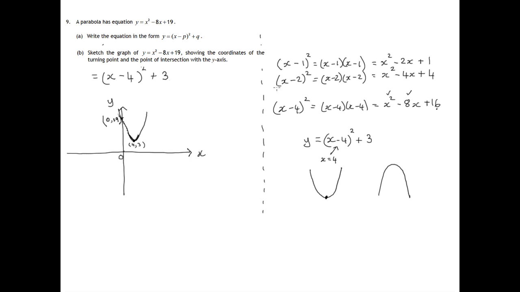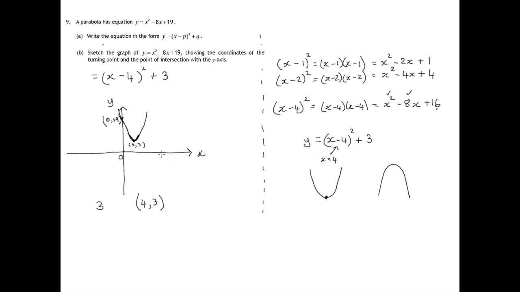And one thing to emphasize here is that if you're asked for the minimum value, in this case the minimum value would be 3. That's your y coordinate. The minimum value of this, the smallest it ever gets, is 3, and the minimum turning point is (4, 3). So if you're asked for a minimum value, you state the y coordinate, 3. If you're asked for the minimum turning point, you give the coordinates (4, 3).